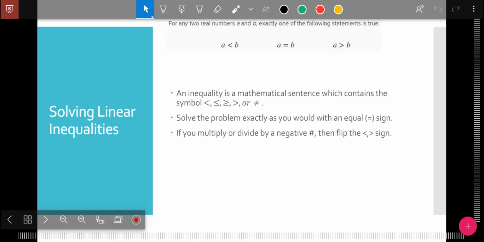At the top here, you have A is less than B, A equals B, and A is greater than B. It says exactly one of the following statements is true for any two real numbers. If I just plug in 2 and 3, 2 is less than 3. 2 is not equal to 3. 2 is not greater than 3. So if I just pick two random numbers, one of those is always going to be true.